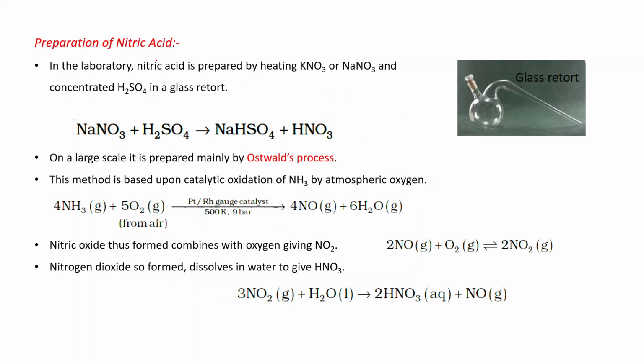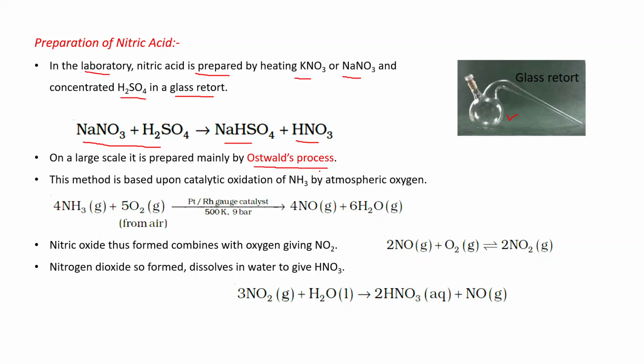Preparation of nitric acid. In the laboratory, nitric acid is prepared by heating KNO3 or NaNO3 and concentrated H2SO4 in a glass retort. This is a glass retort, such type of flask is there. Reaction is NaNO3 plus H2SO4 gives NaHSO4 plus HNO3. This is laboratory preparation. And on a large scale, it is prepared mainly by Ostwald process.